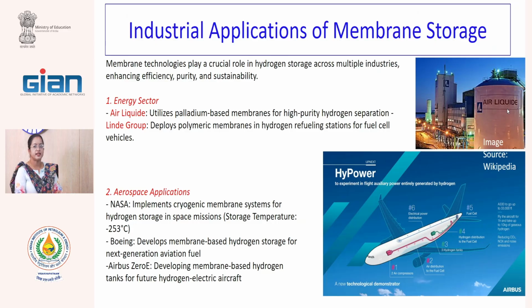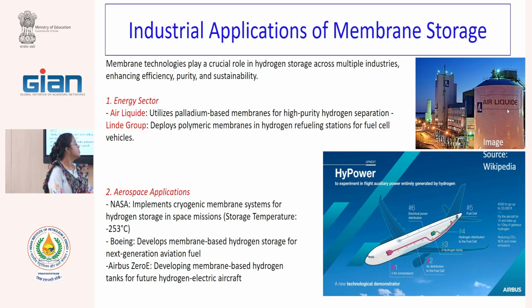Now, let us see some of the industry case studies, whether these membranes have really been applied and proven to be useful. There are two companies, Air Liquide and Linde Group, where they have used hydrogen separation using a palladium based membrane. Linde Group, a German company, has deployed polymeric membranes for hydrogen refueling stations. They have used this in real life and have got successful results.